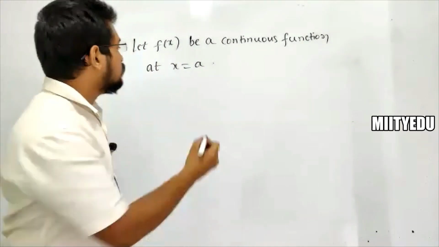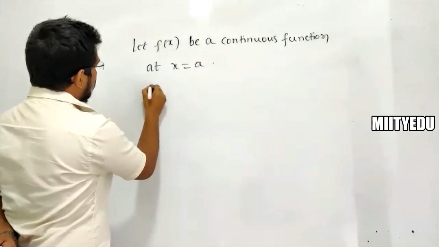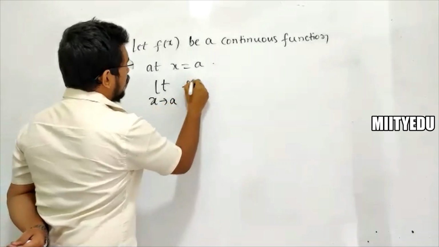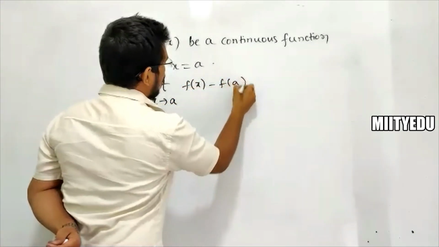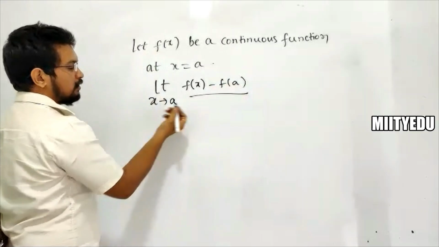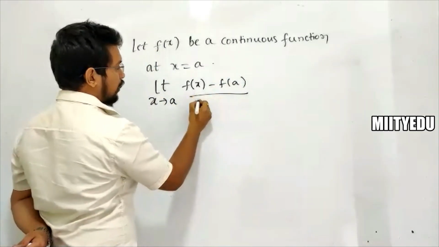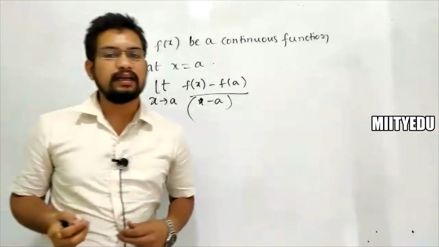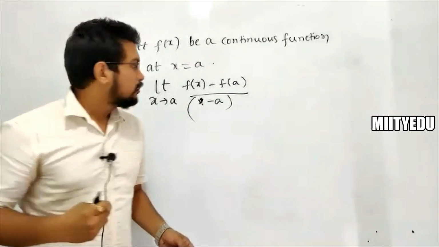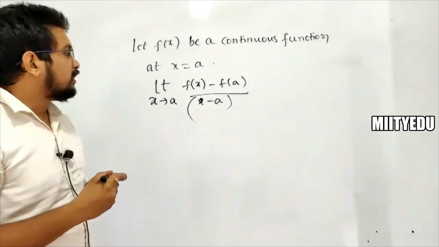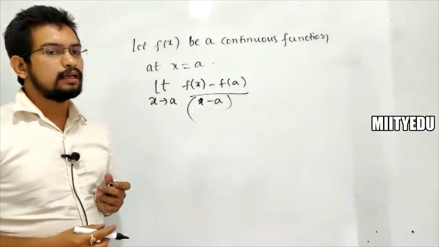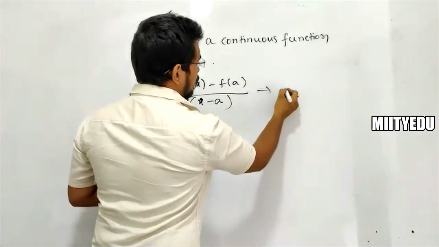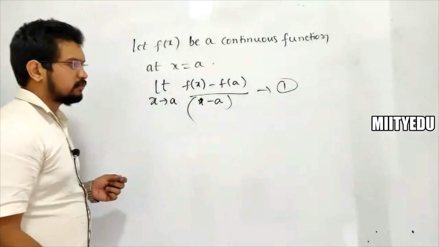Now, I'll write a standard limit of this kind: limit x tends to a, f of x minus f of a divided by x minus a. Let's mark it as equation one.